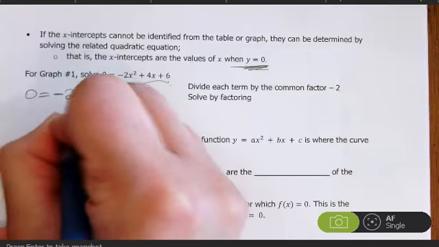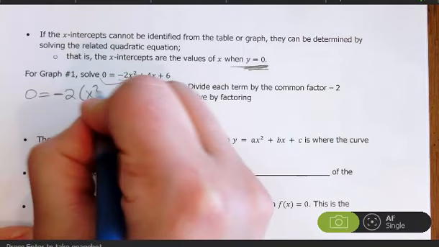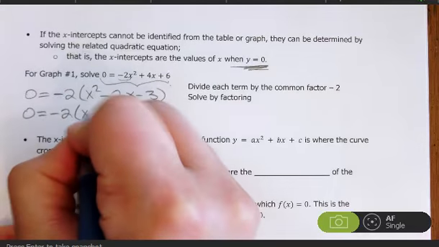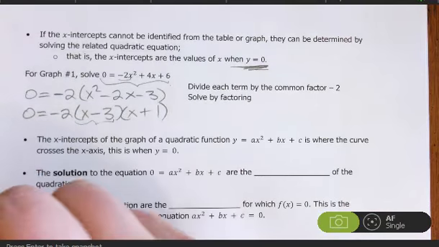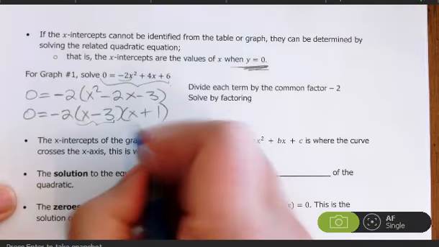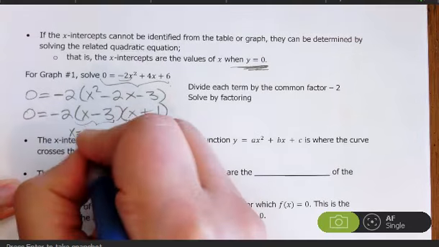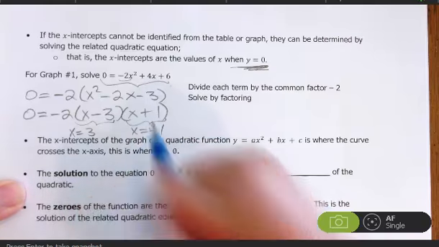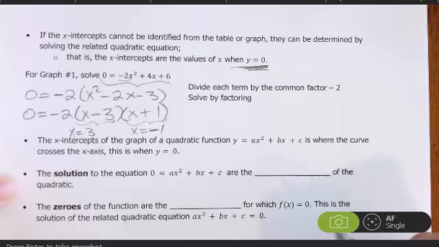So basically take out your coefficient of a. So let's factor out the -2 and continue on just like we did last year with the factoring. So here, basically we want to figure out what's going to make this 0. Well, x equals 3 is going to make this first bracket 0, and x equals -1 is going to make this second bracket 0. That is how you find your x-intercepts if you don't have the graph.